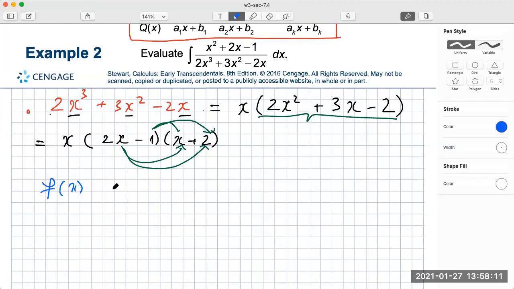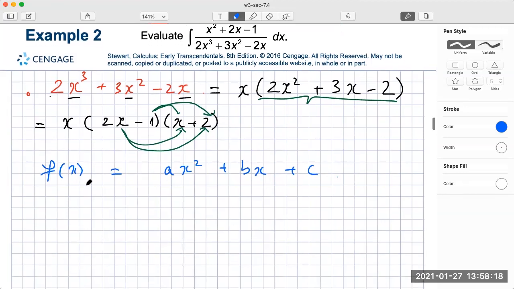If we're given the function f of x, which is ax squared plus bx plus c, this polynomial, we can always write it as the polynomial here. Suppose it has two solutions, x1 and x2. Then we can always factor it as a times (x minus x1) times (x minus x2). Keep it in mind here.